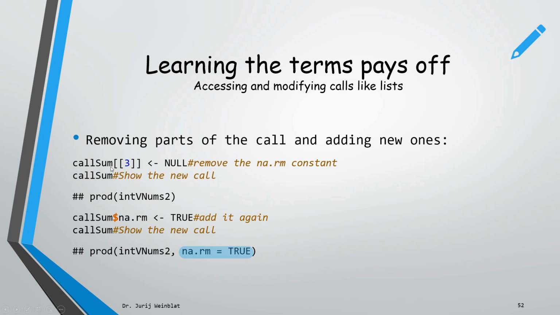So if we now have a look at what call sum contains, you see that there is no NA remove anymore, because NA remove was the third element in the previous expression. We can add it back in, or we can add everything we would like back in by writing call sum and specifying the new name of this constant in this case, or the new parameter, which is NA remove, and specify its value in the call. And if you have a look at the outcome, you see that NA remove with a value true is back in again.